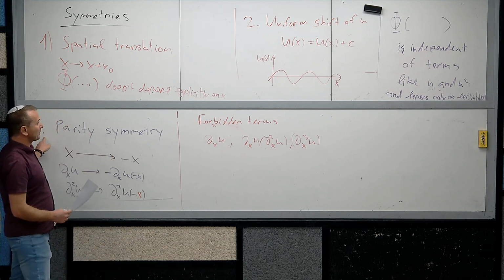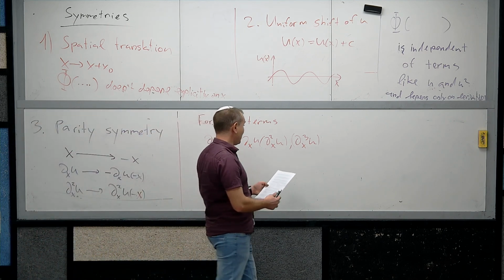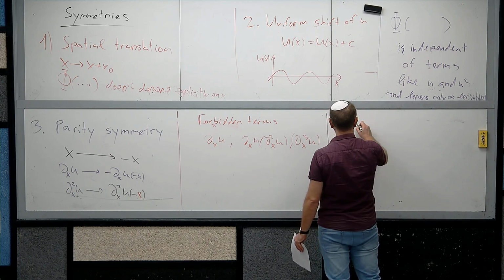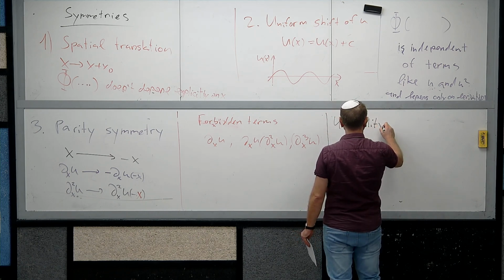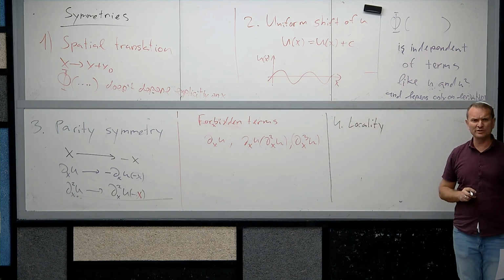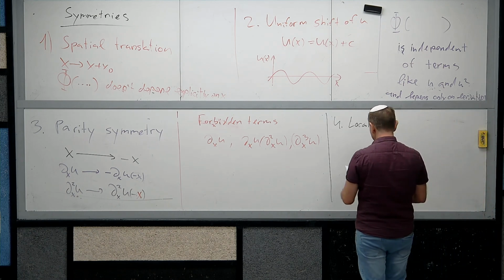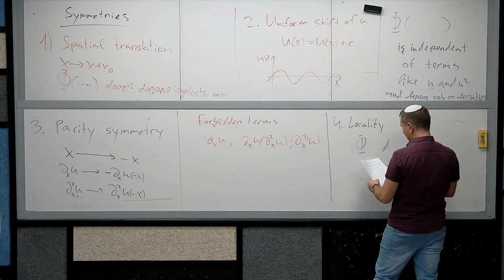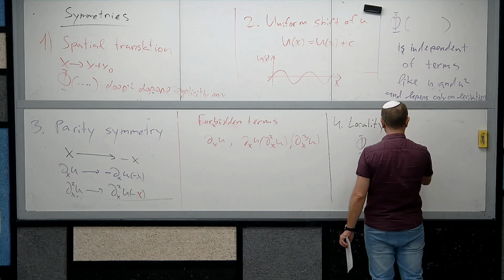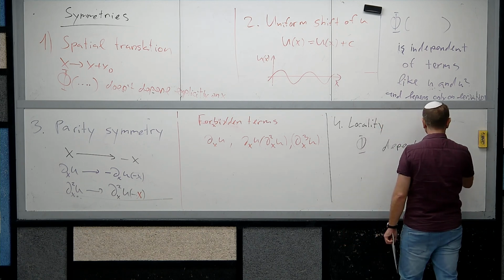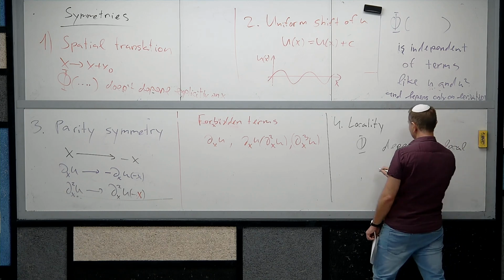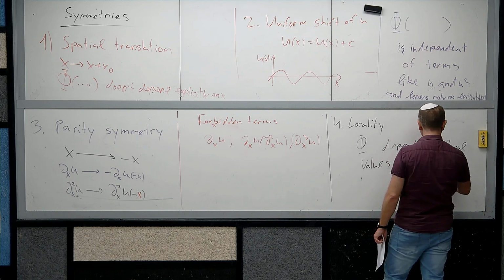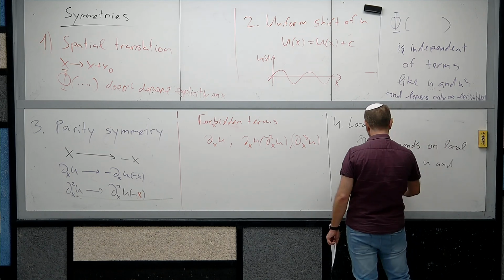So this is number 3. What else can we say? Locality, so number 4. Locality. This is not exactly a symmetry. This is some sort of an assumption. Locality means phi depends on local values of u and its derivatives.